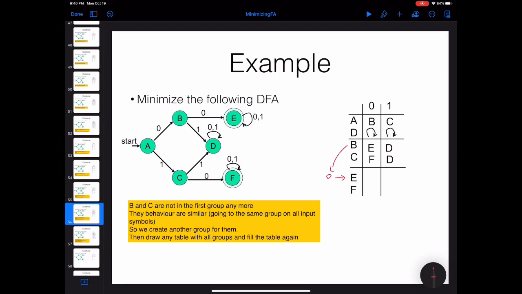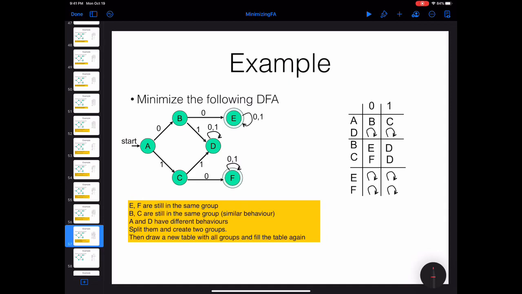And with C, over the transition of 0, you are again going to the same group. With the transition of 1, you are going to the other group, but you are actually going to do the same group. And for E and F, you are going to stay in that group. So one thing that I learned here is that I don't need to split E and F, and I also don't need to split B and C, because the behavior is the same. Over 0, both of them are going to go to this group, and over 1, both of them are going to go to this group.